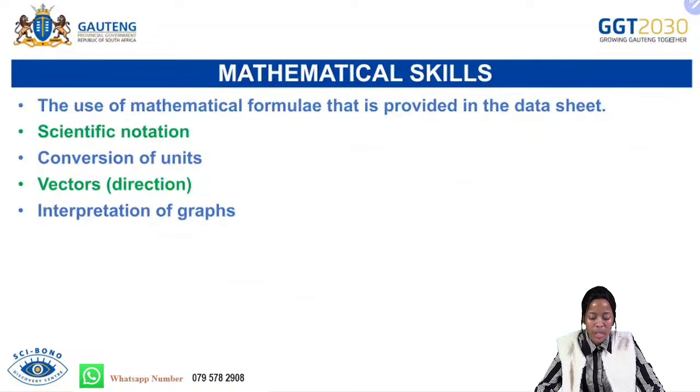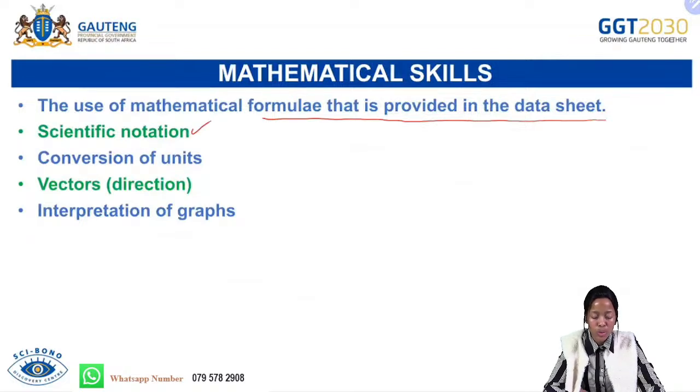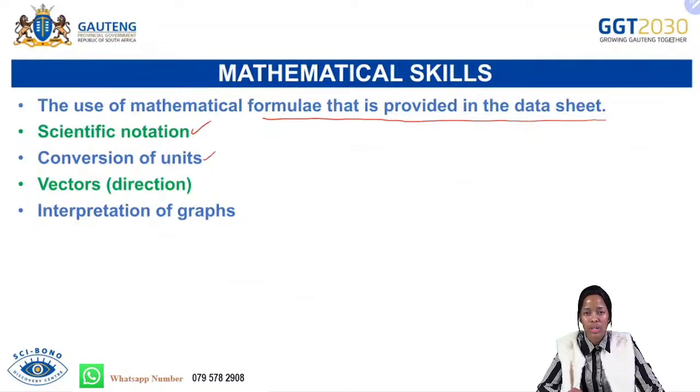Then when it comes to mathematical skills, it says the use of mathematical formula that is provided in the data sheet. Okay, so be able to use the data sheet, and then scientific notation. In your paper 1, on some of the questions, you are required to give your answer in what? In scientific notation there. Okay, and then with the scientific notation again, just make sure that at the end, you round off your answer to what? To 2 decimal places. And then conversion of units, that is very important. Make sure you know how to convert.